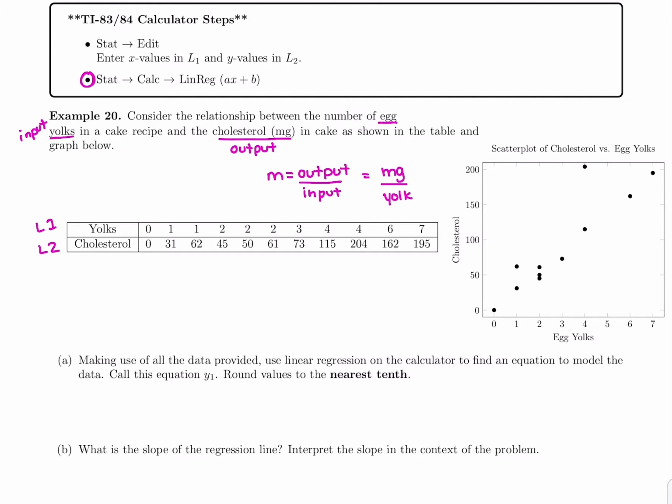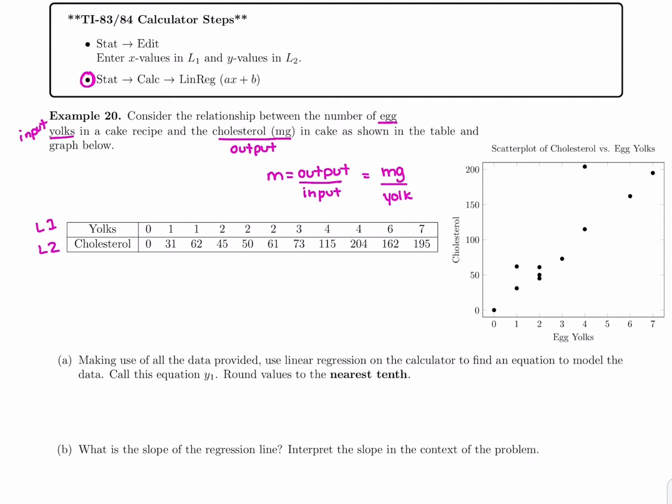So I'm going to hit the stat button again. It's going to bring me over to the menu. Instead of hitting enter to get to the edit, I'm going to go over one to the right, and under calc, I'm going to select linear regression AX plus B. And I'm looking at a TI 84 plus CE, and it's number 4 on mine. But I'm going to go down to wherever it says linear regression AX plus B. For mine, it's number 4.